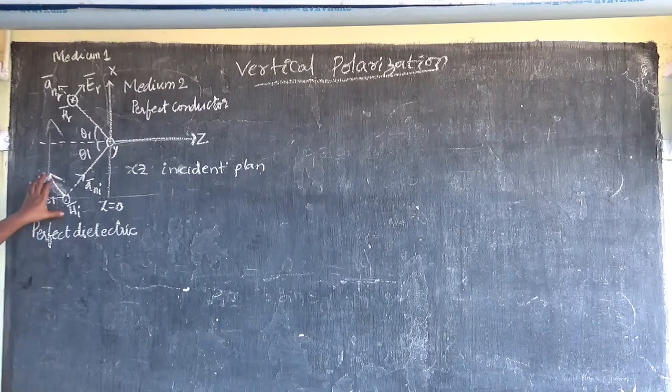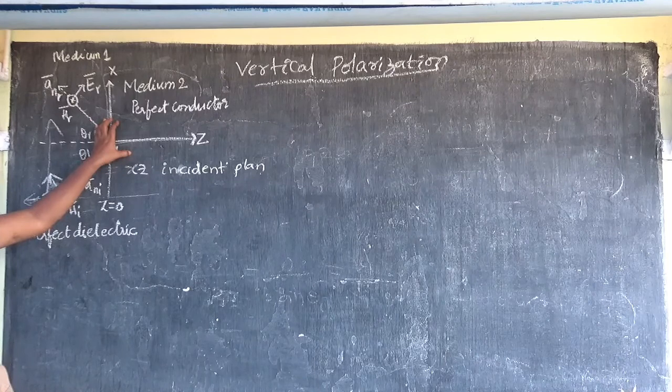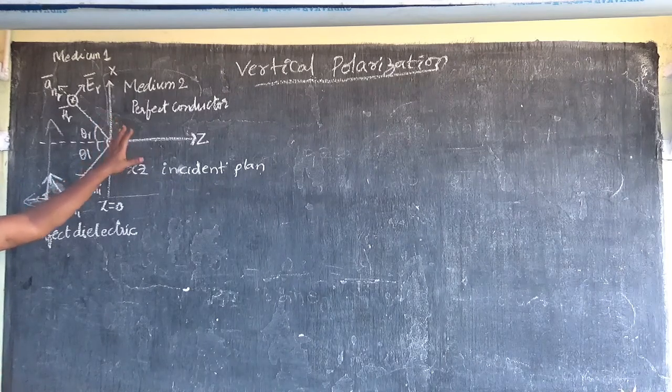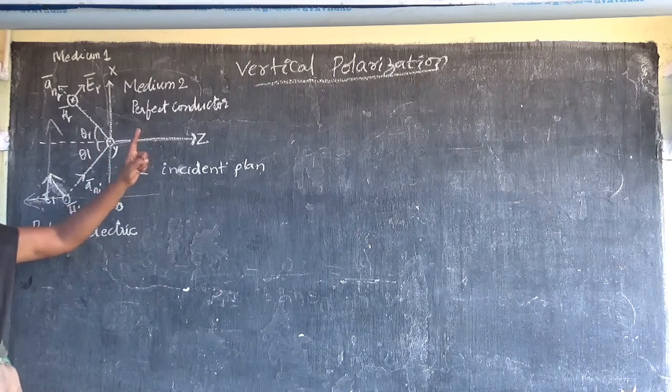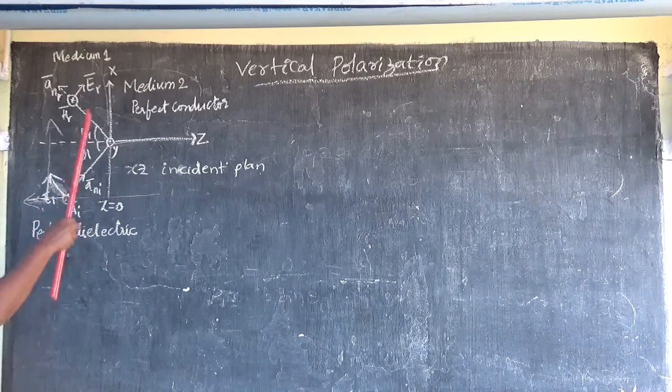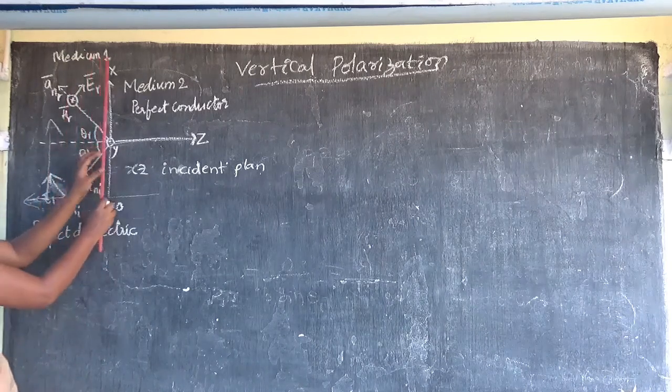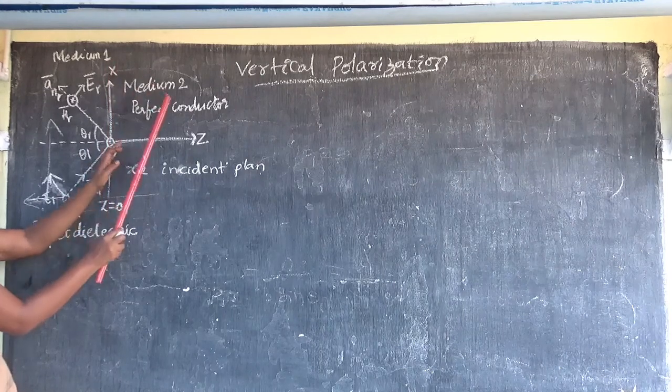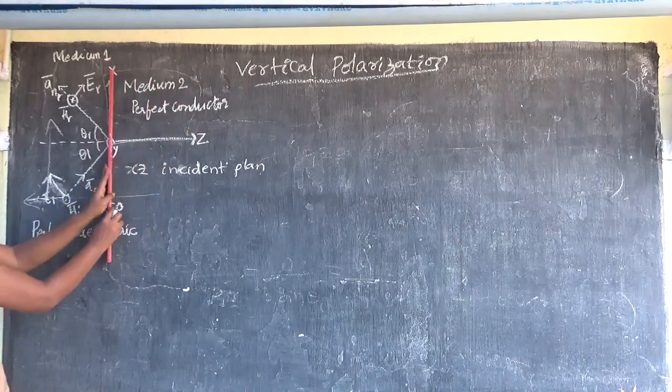So my E is parallel to the plane of incidence. That is the reason it is called parallel polarization. And why it is called vertical polarization: now I will draw a plane of incidence, this is the plane of incidence, and this is the boundary.